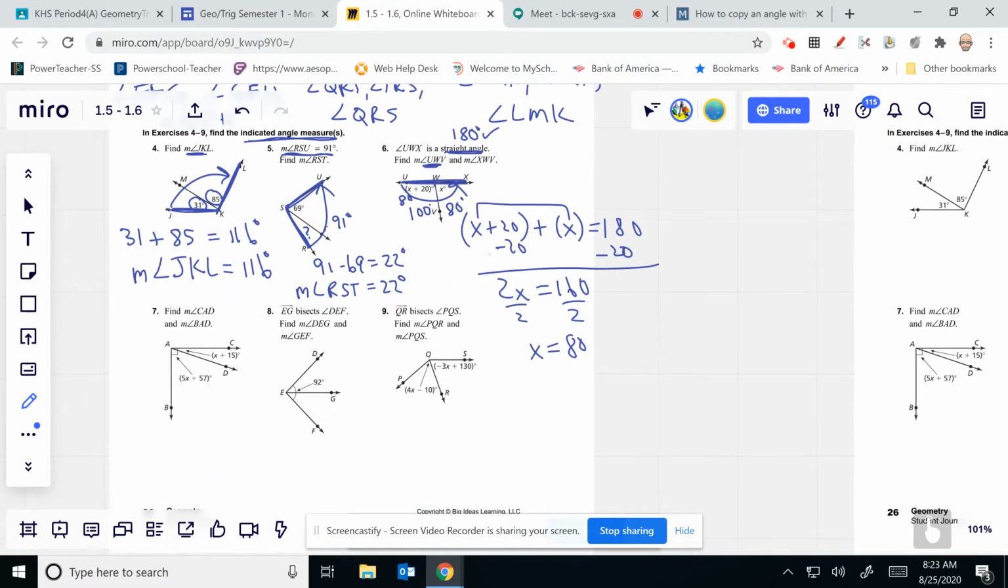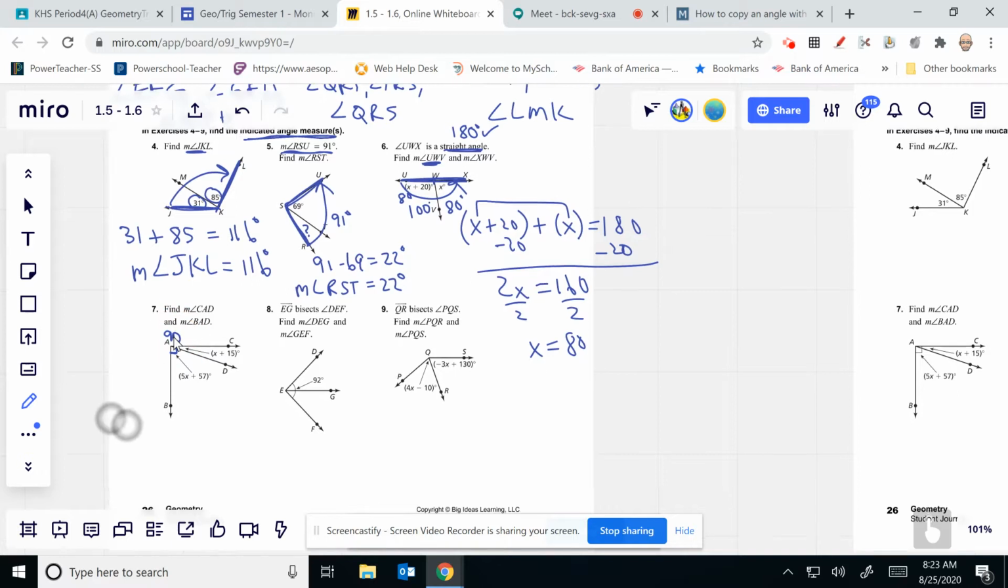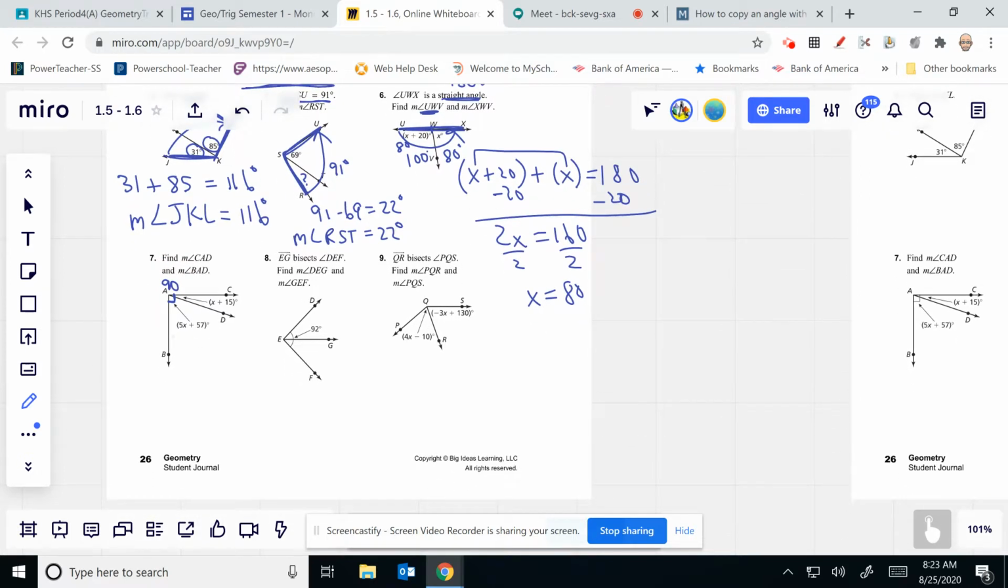7, again, looking for clues. The clue right here is the right angle box. Right angle box means they add up to 90. So I'm going to take the 5x plus 57, and I'm going to add to it the x plus 15, and I'm going to set them equal to 90. In this problem, your first angle plus your second angle adds up to 90 because they're a right angle box. So I'm going to combine my like terms. I get 6x plus 72 equals 90.